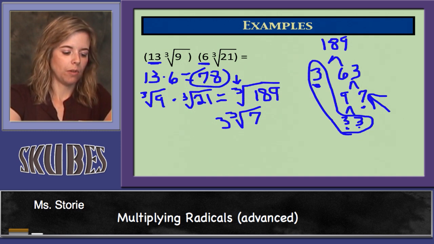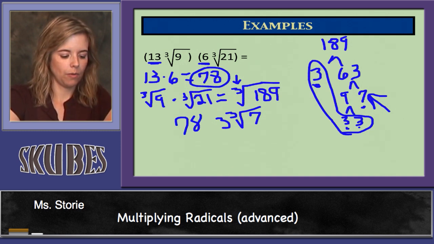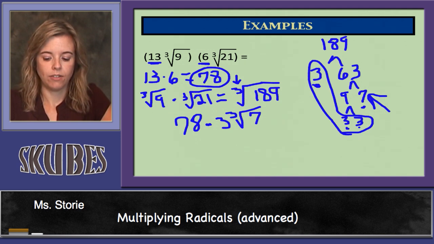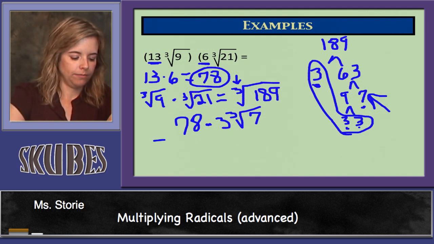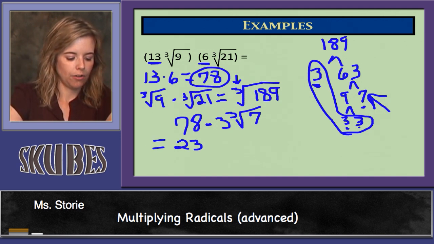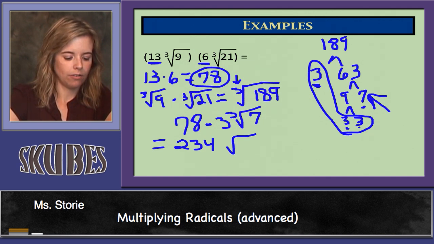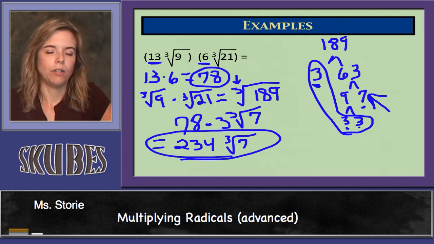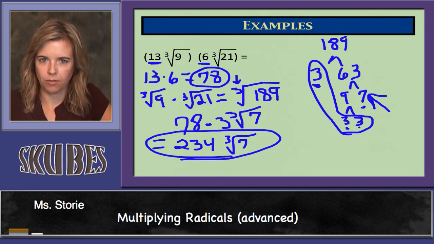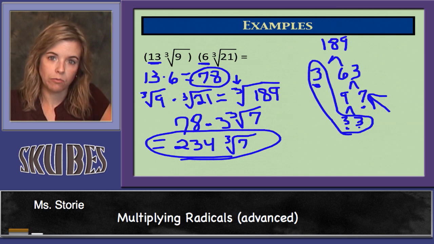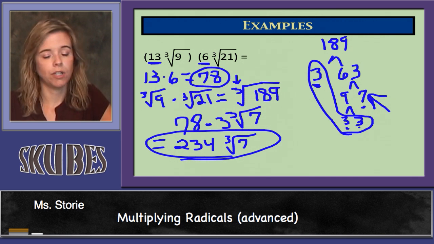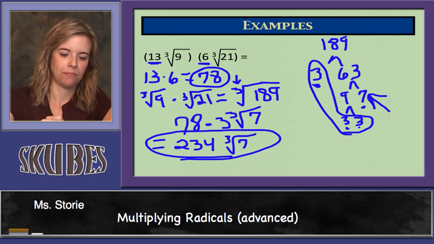Then I have to put it together with my original 78. So it looks like I'm going to multiply 78 times 3, and when I multiply 78 times 3, I'm going to get 234. And I still have my cube root of 7. This would be your final answer for the multiplication problem. Remember, you would go back and double check, rerun your multiplication, and check your factor tree. Make sure everything's correct. Make sure you didn't drop an index by mistake.